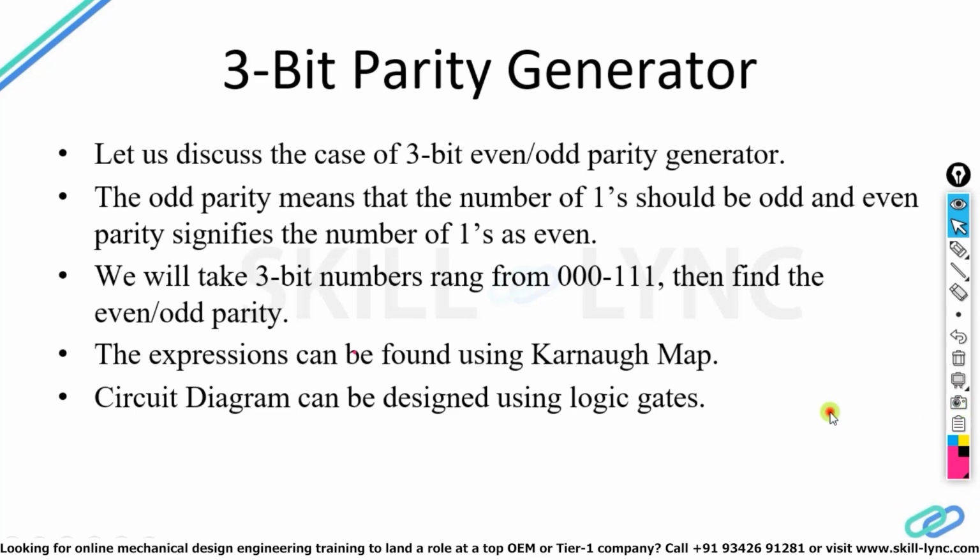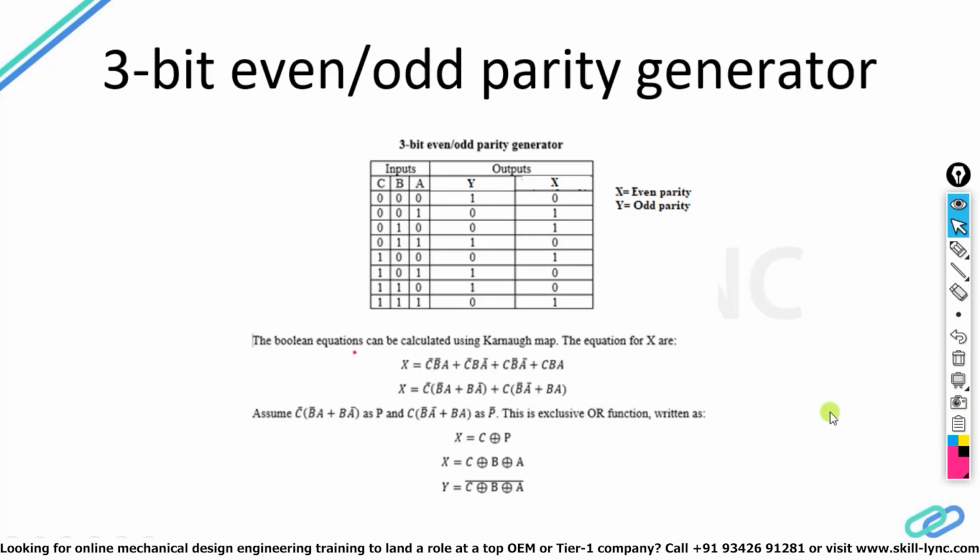So see what will happen over here. It is a 3-bit even odd parity generator, and we are taking 3-bit numbers starting from 000 to 111. Y is odd parity, X is even parity. Let's take the number 000. The number of ones is 0, so to make it odd parity, we will add 1 from our side. And for even parity, because it is already satisfying the condition, it is 0.